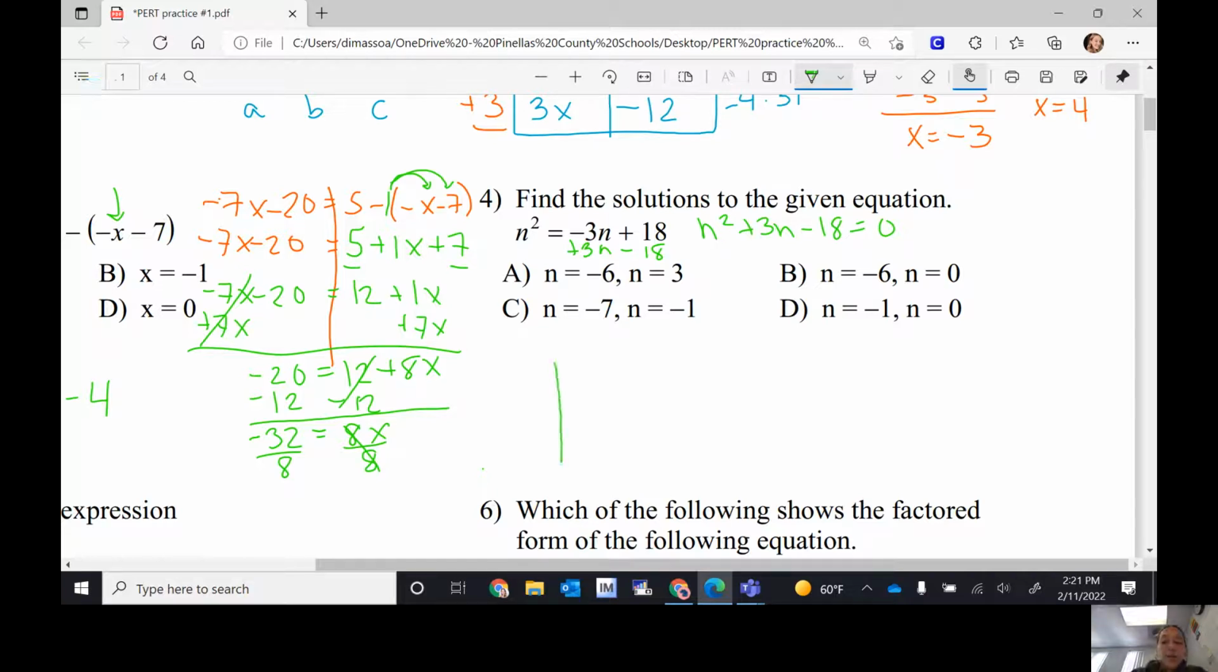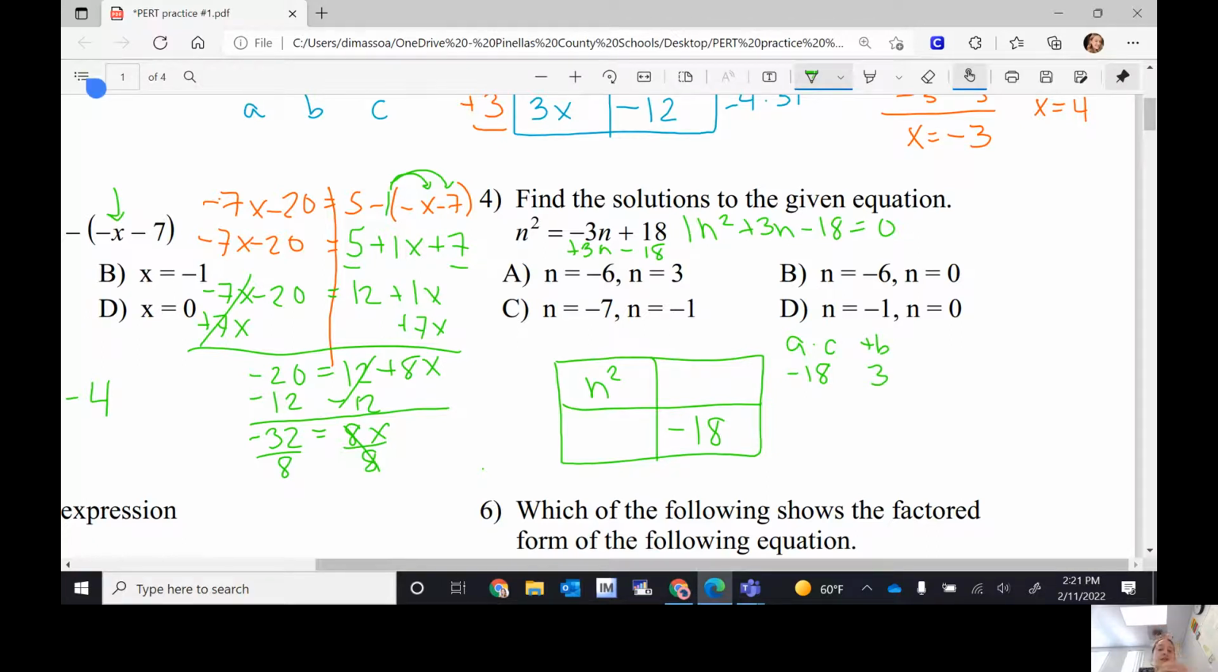So now I'm going to draw my box again. In my first box goes my a value, which is n squared. In the box diagonal from it goes my c value, which is negative 18. Now I need to come up with two numbers that multiply to give me a times c. There's a 1 in front of that n, so it's 1 times negative 18, which is negative 18. So two numbers that multiply to give me negative 18, but add up to give me my b value, which is 3.